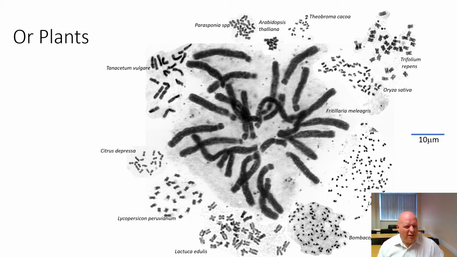So they're quite hard to find, and you only get a single stage in the cycle, whereas in locust, as we'll see, we get the full extent of meiosis.